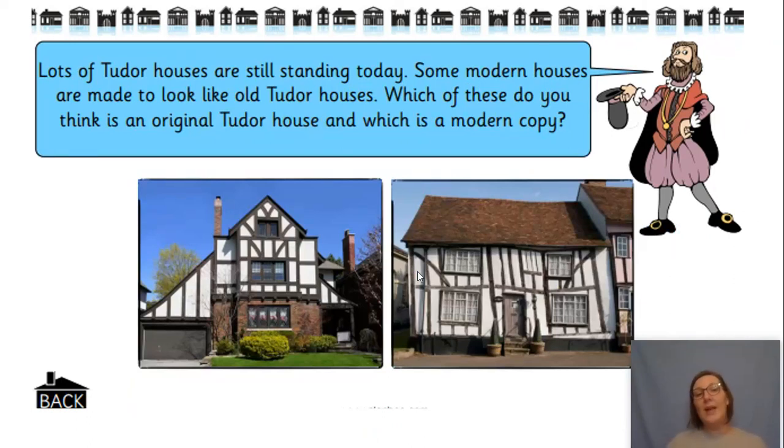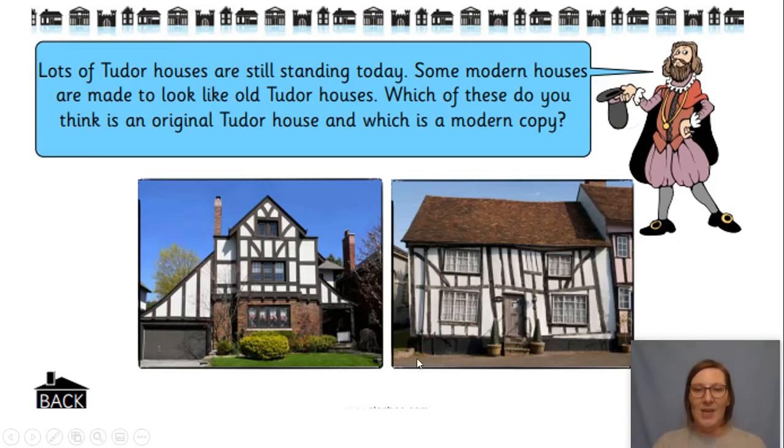Now, lots of Tudor houses are still standing today, and some modern houses are made to look like old Tudor houses. Which of these do you think is an original and which do you think is a copy? I wonder if you can tell. There's a big clue. Okay, and it's something you might have in your house. You see here on this house, it's a garage. You wouldn't have a garage in Tudor times. They didn't need to put a car in the garage. So that's how we know that this one here is just styled on the look of a Tudor house.